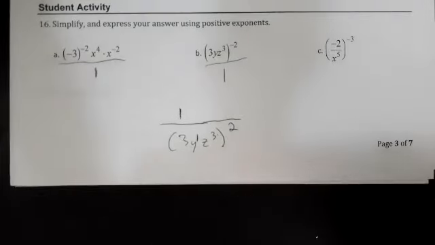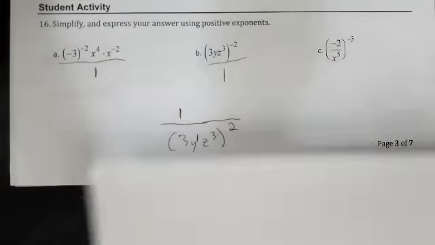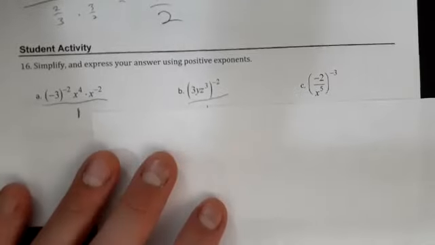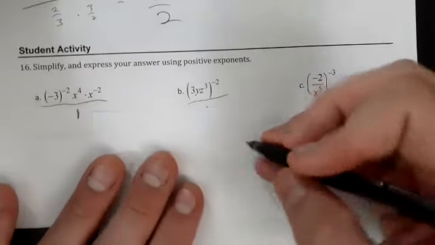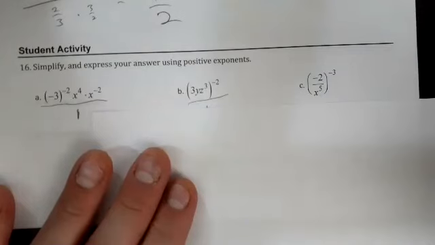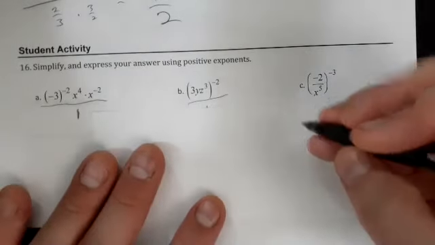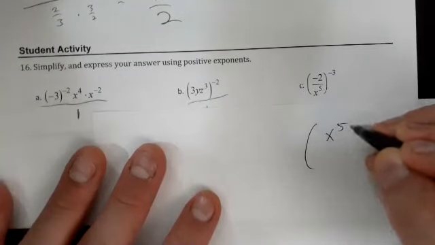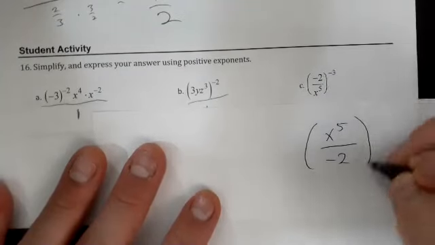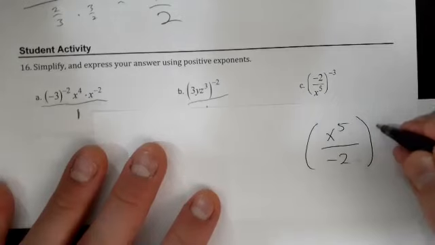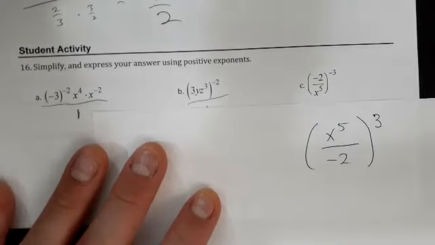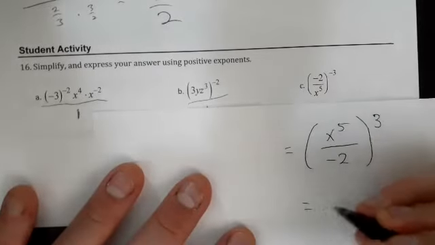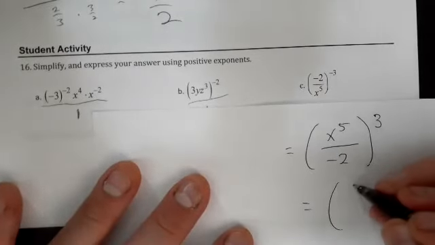Part C. So now we want to do C. Like I said, there's a few different ways to do this. So we have minus 2 over x to the 5th to the minus 3. So I think the way that I'm going to go about doing it here in the notes is I'm going to flip this thing first. And if I flip it, that took care of this negative up here. And so now I'm looking at this. I have x to the 5th to the 3rd.